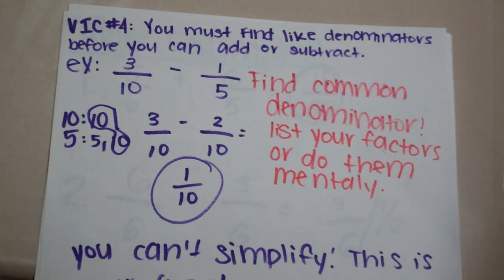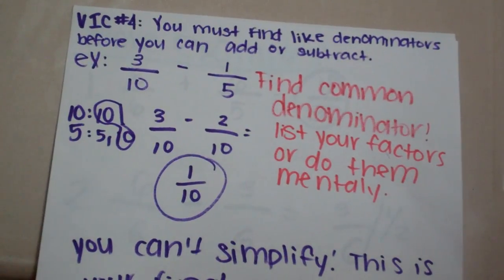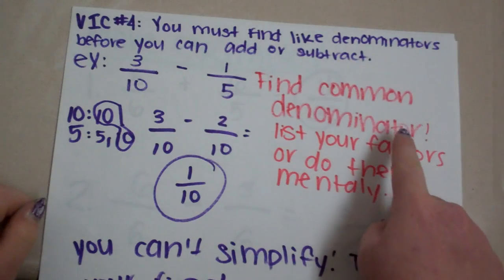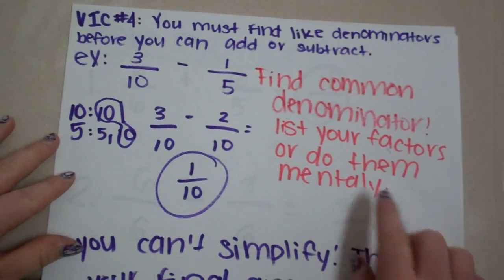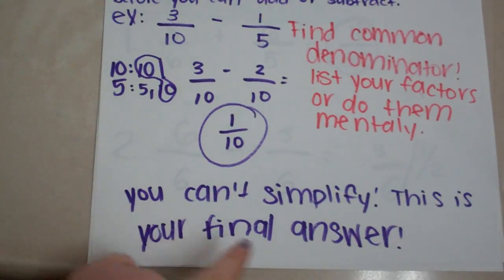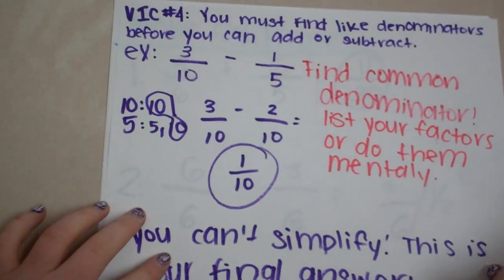You must find like denominators before you can add or subtract. Example, 3/10 minus 1/5. The common denominator between both of them is 10. So your new problem will be 3/10 minus 2/10 equals 1/10. Find your common denominator, list your factors, or do them mentally. You can't simplify. This is your final answer.